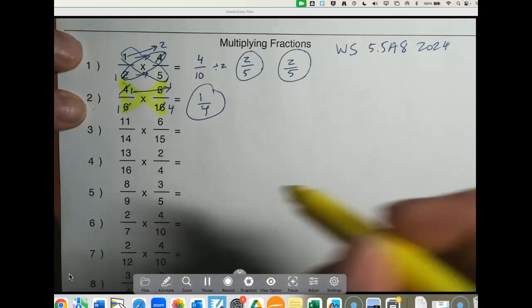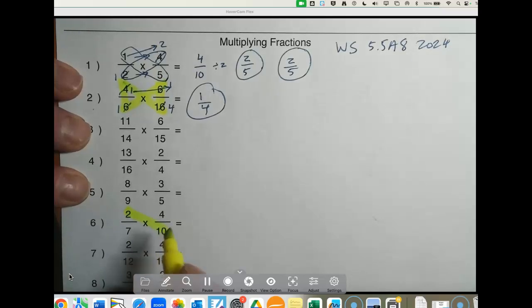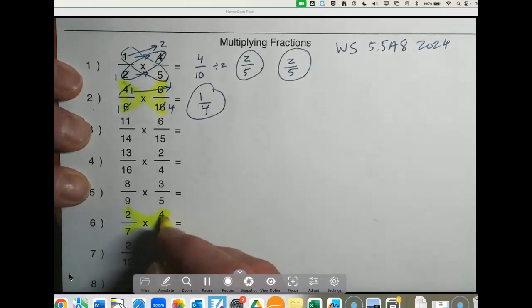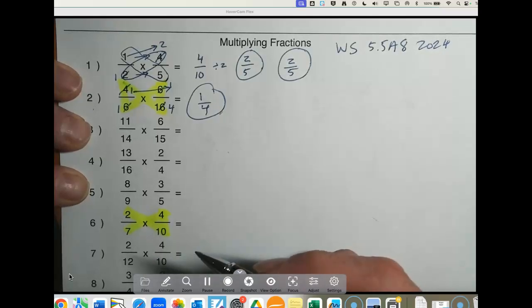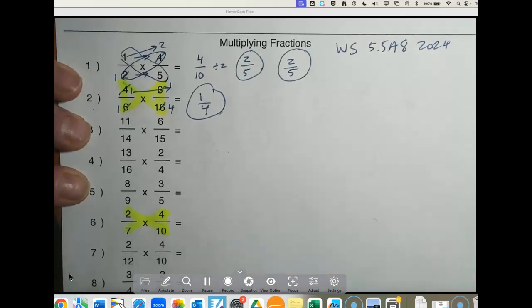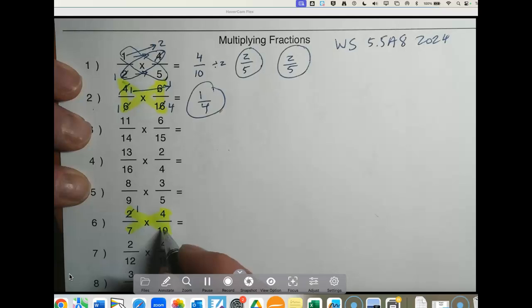All right, what the heck, let's do another one here. Let's jump down a little bit, give ourselves a little room. Look here, and look here, and look here. Now, here I can see I can divide these both by 2. But I also can divide by 2 this way. So I usually cross-reduce first. 2 divided by 2 is 1. Doesn't matter, but and then 10 divided by 2 is 5.